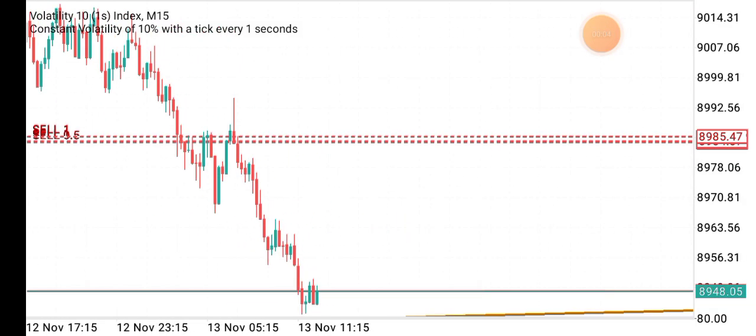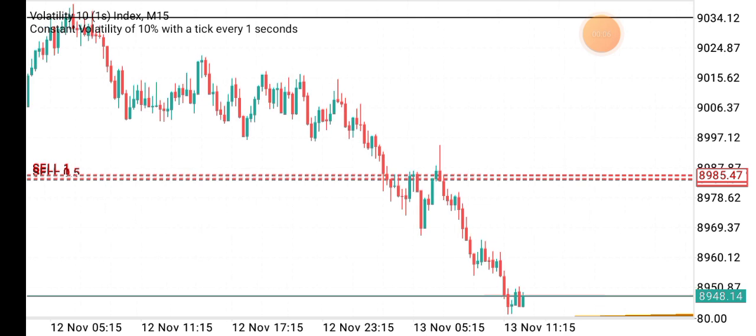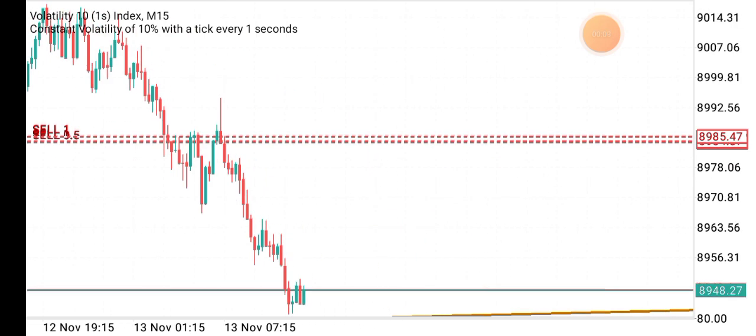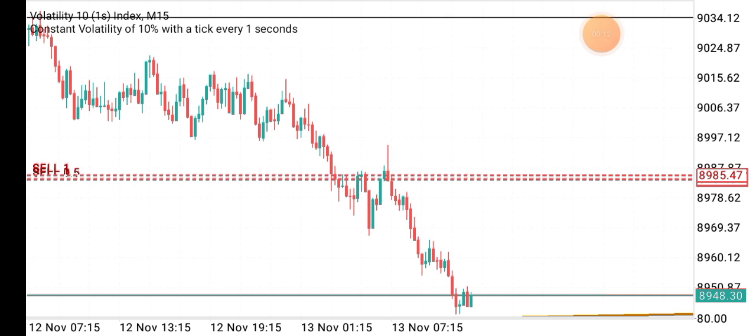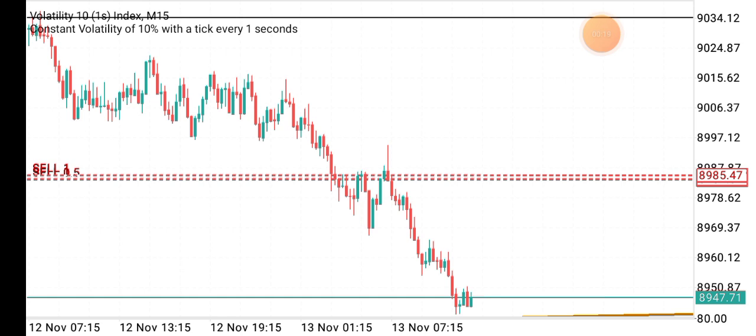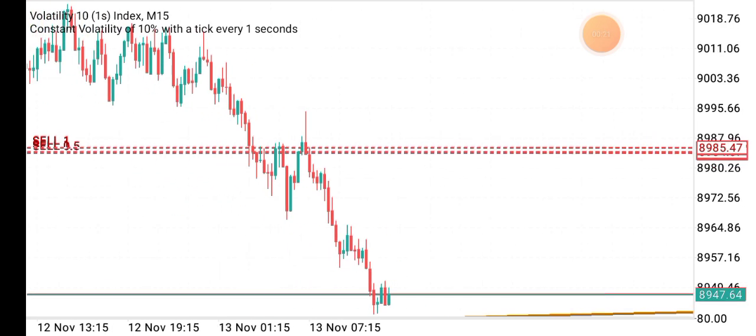So in this video I want to show you guys a very simple approach you can also use to make some good profit regularly from the market. All right, so on this particular chart you can see is a volatility 10-1S index, and this is a 15 minutes time frame. You can see how long the market has traveled, how far the trade has gone.